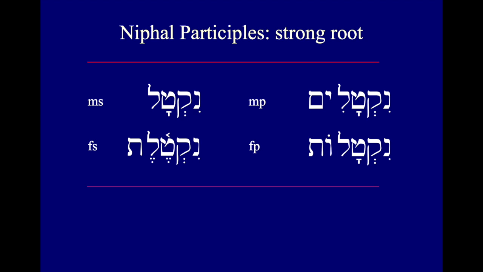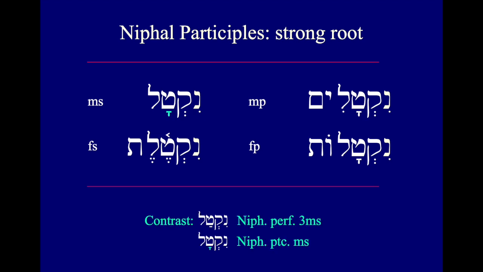Now, the one that's a little bit harder to pick out is the masculine singular, right? There is actually a difference between the masculine singular of the Niphal participle and the Niphal perfect 3ms. I'll show you that in just one moment. Here you go. So this is the Niphal perfect third masculine singular, zip ending, and a ni stuck onto the verb. And this is our Niphal participle masculine singular.